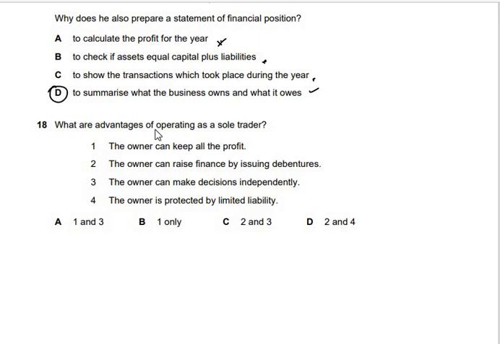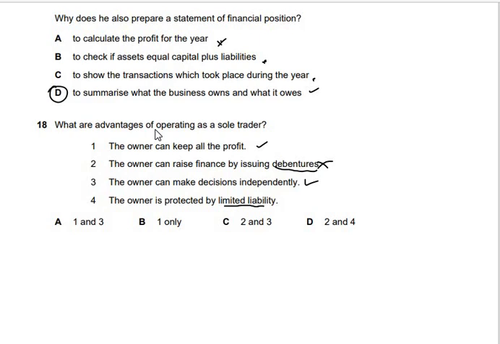Right. So the owner can keep profit of his own. That's very correct. The owner can raise finance by issuing debentures. Remember, debentures has nothing to do with the sole trader. So this is wrong. The owner can make decision independently. Yes, doesn't have to ask anybody. The owner is protected by limited liability.